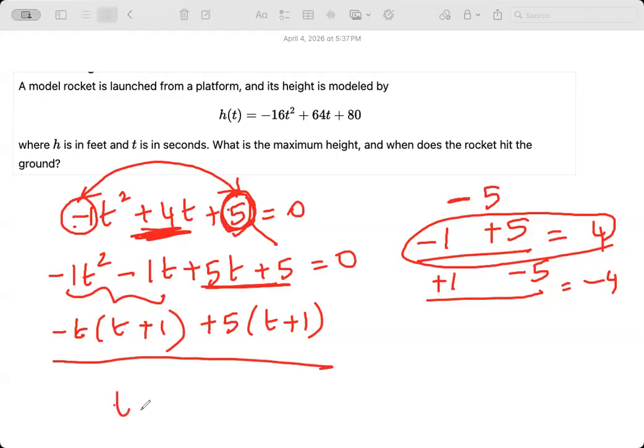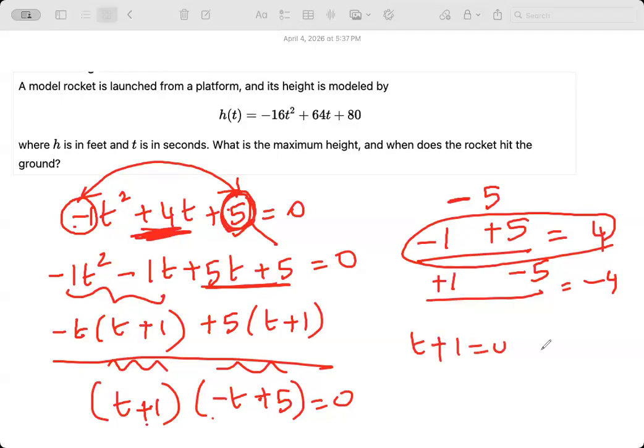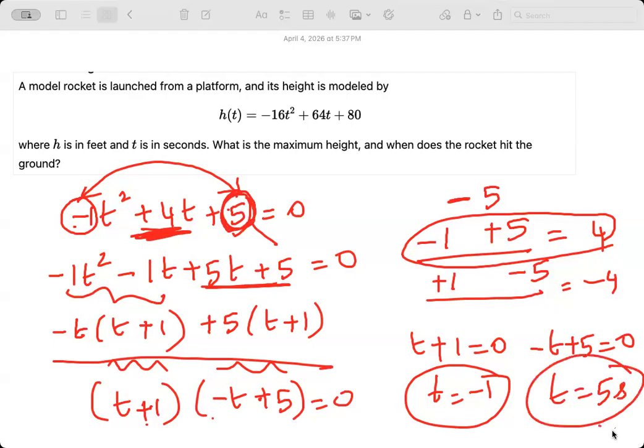Now, in all of this, I'll take t plus 1 common and end up with minus t plus 5. This number times this number is 0, which means either one of the numbers is 0. Either t plus 1 is 0 or minus t plus 5 is 0. You get t equal to minus 1, but time cannot be negative, or you get t equal to 5 seconds. This is correct. So, when t equal to 5 seconds, the rocket is hitting the ground. Make sense?